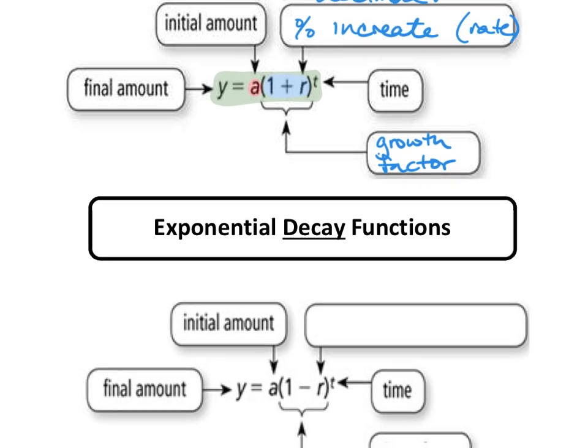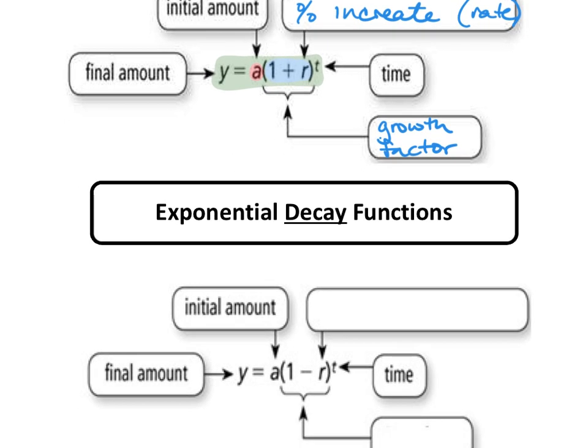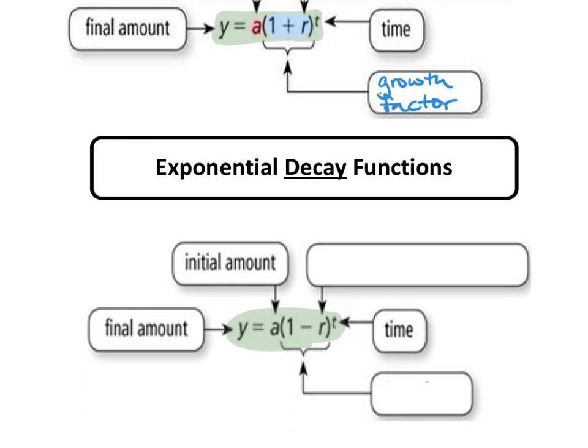Sometimes things decay. I want you to take that same highlighter, and I want you to highlight this equation, because again, it's just tucked in here with all of these arrows. What's the only difference between the growth equation and the decay equation? It has a minus sign. That's the only difference here, which means pretty much everything is the same. You still have your initial amount. You still have your b value.